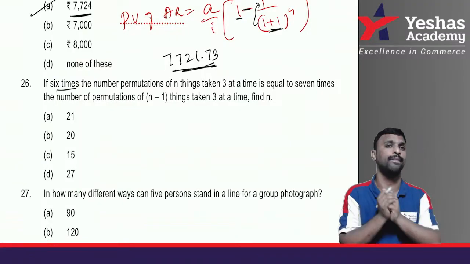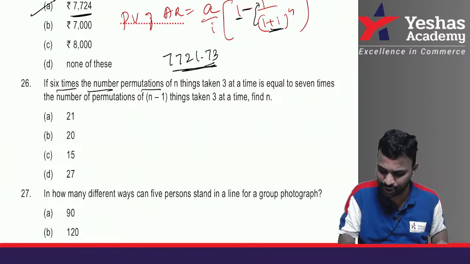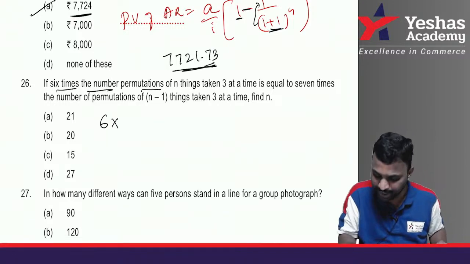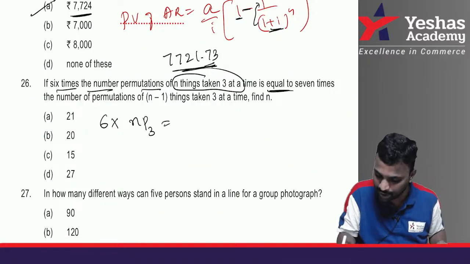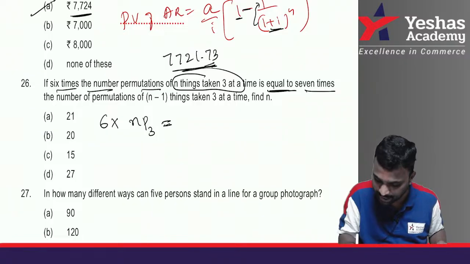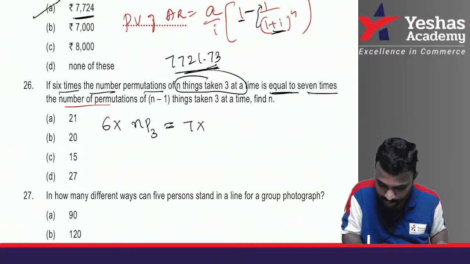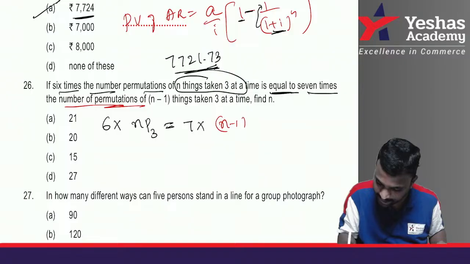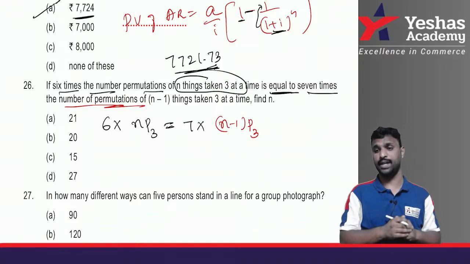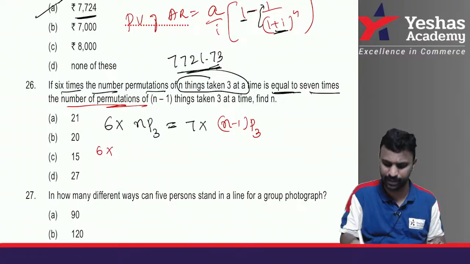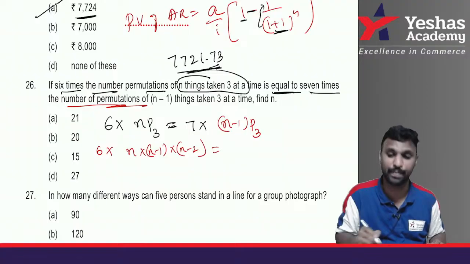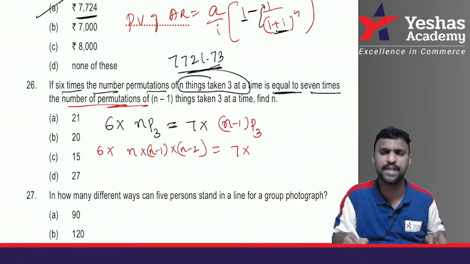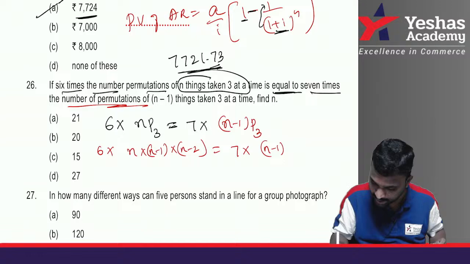Guys, moving on to the next question. It's a question asked on permutation. 6 times the number of permutations of n things taken 3 at a time, means 6 into NP3. Is this clear? Is equal to 7 times, means 7 into the number of permutations of n minus 1 things taken 3 at a time. Guys, what is the expansion of NP3? N into n minus 1 into n minus 2. There will be 3 terms in the expansion. Yes or no? 7 into, what is the expansion of n minus 1 P3? N minus 1 into n minus 2 into n minus 3.